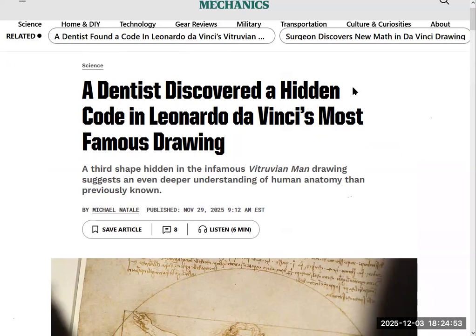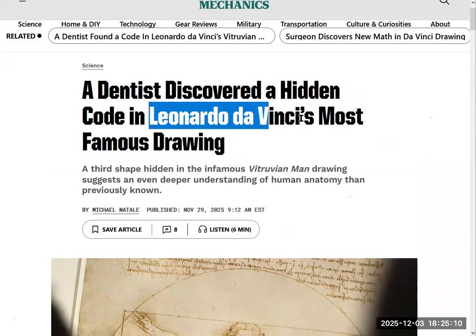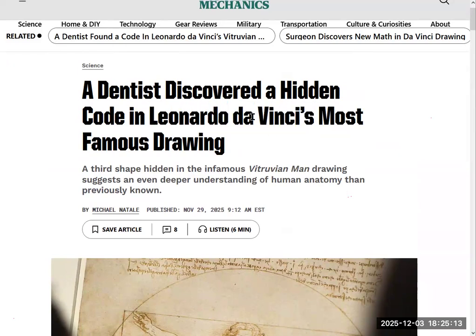A dentist discovered a hidden code in Leonardo da Vinci's most famous drawing. They're describing this as his most famous drawing, and I think it probably is. But he's famous for a whole series of drawings, and everyone calls him Leonardo da Vinci. But really, the da bit is basically "of", and Vinci is where he came from. So it's basically saying Leonardo of the town Vinci. That's really what his name is. So it's not a proper name as such, but that's what most people refer to him as.